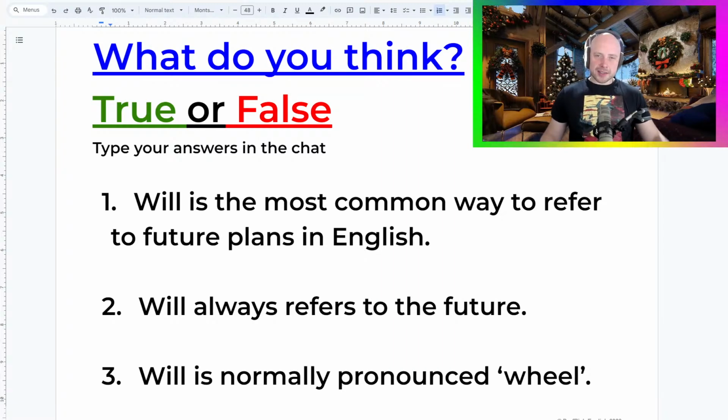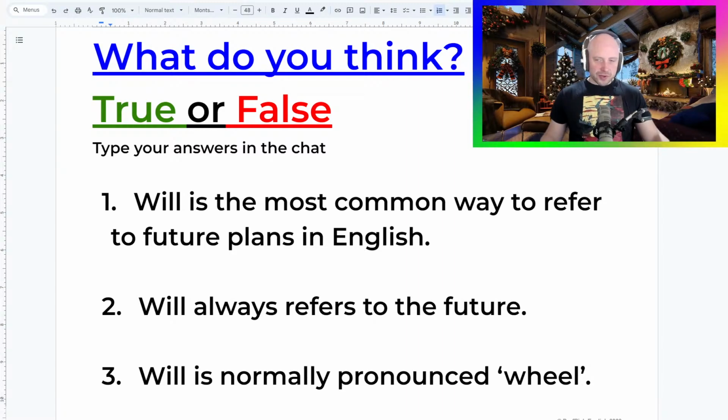So, type your answers in the chat, true or false. And if you think that one of those is false, can you correct it? Can you make it into a correct sentence?